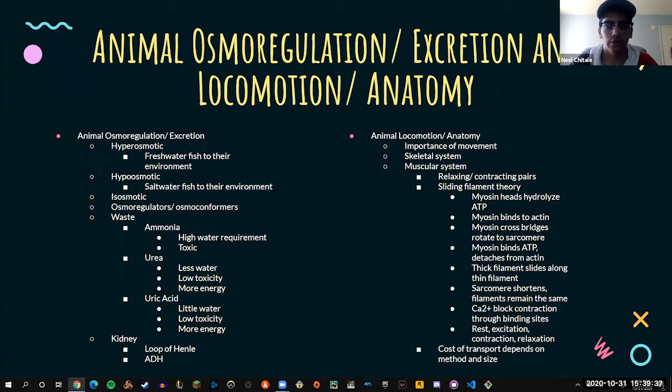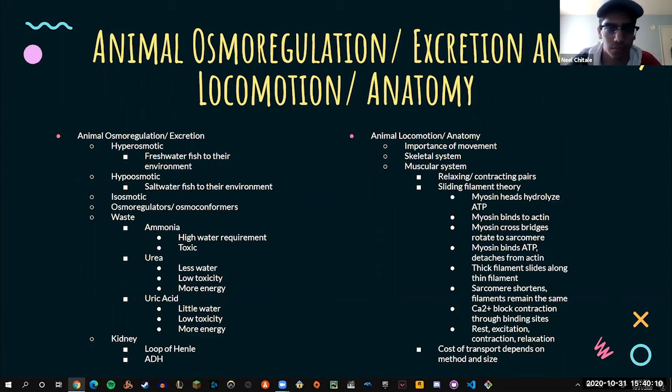All right, so now we're on to the last two lectures that you guys covered. These ones are a little more simple, and a lot easier to wrap your head around, just because the information is a little less condensed and simplified in a sense. So the first thing we want to talk about is animal osmoregulation and excretion.